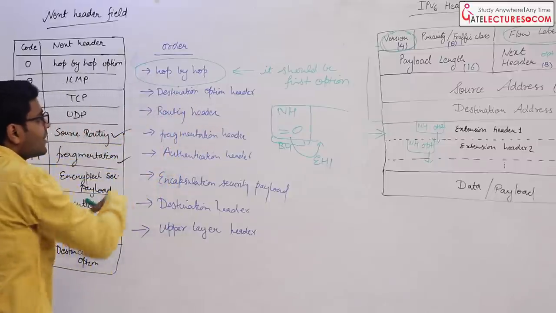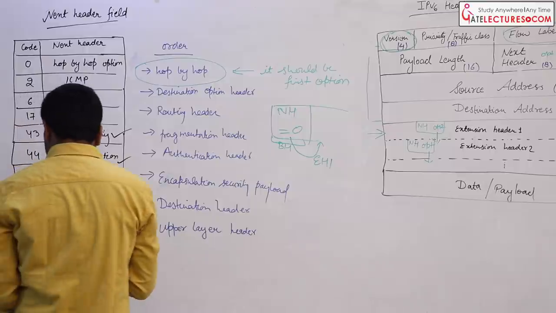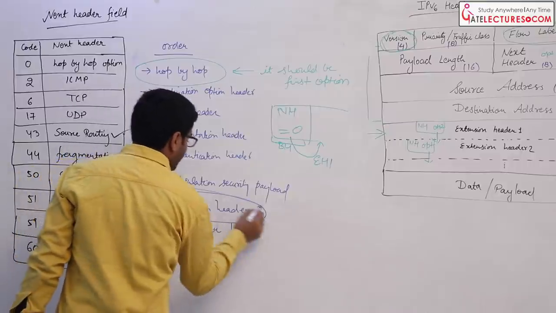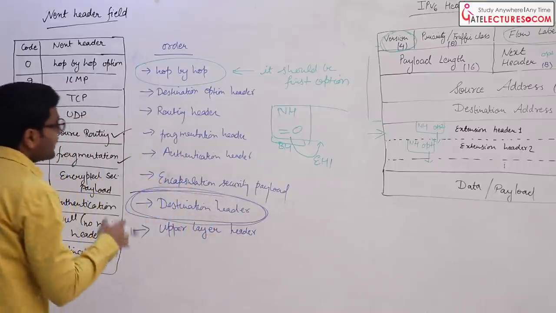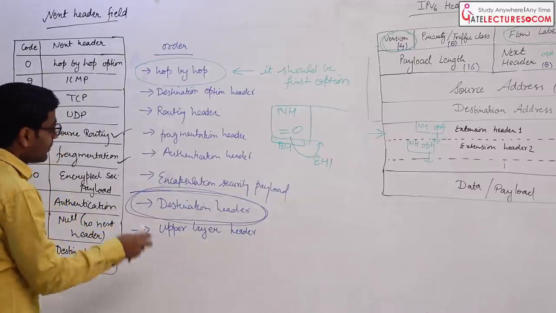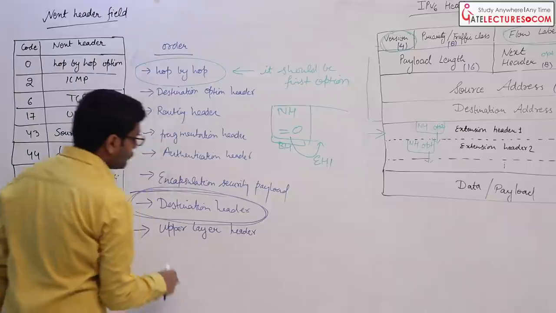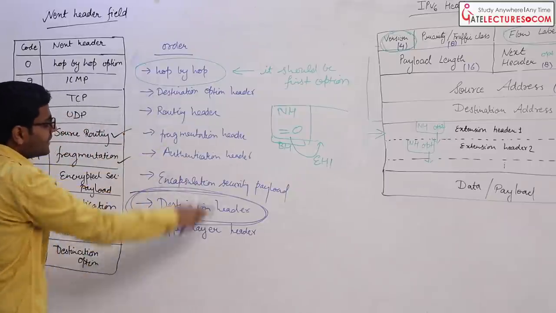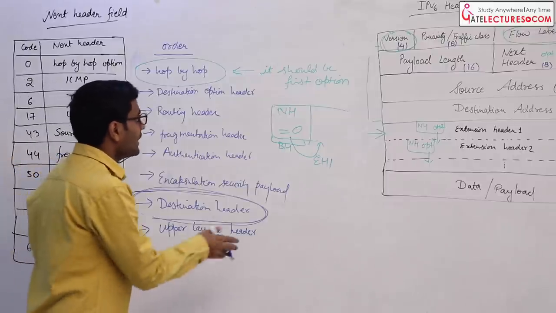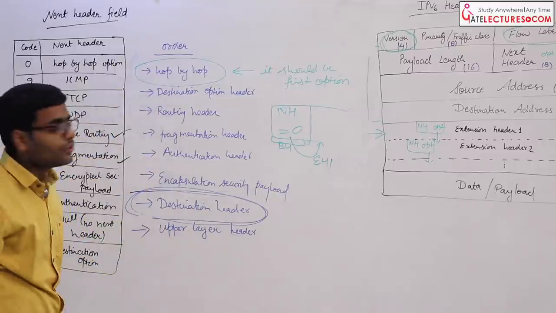For routing header, there should be at most one extension header, except the destination header. Each option extension header should be present at most once, but this one can be present multiple times. So remember, there are two different options: destination option header and destination header. This is allowed to be present more than once, but all the other options can be present at most once. So these two are the rules, and the order which you should follow is just a convention, it's not a rule.